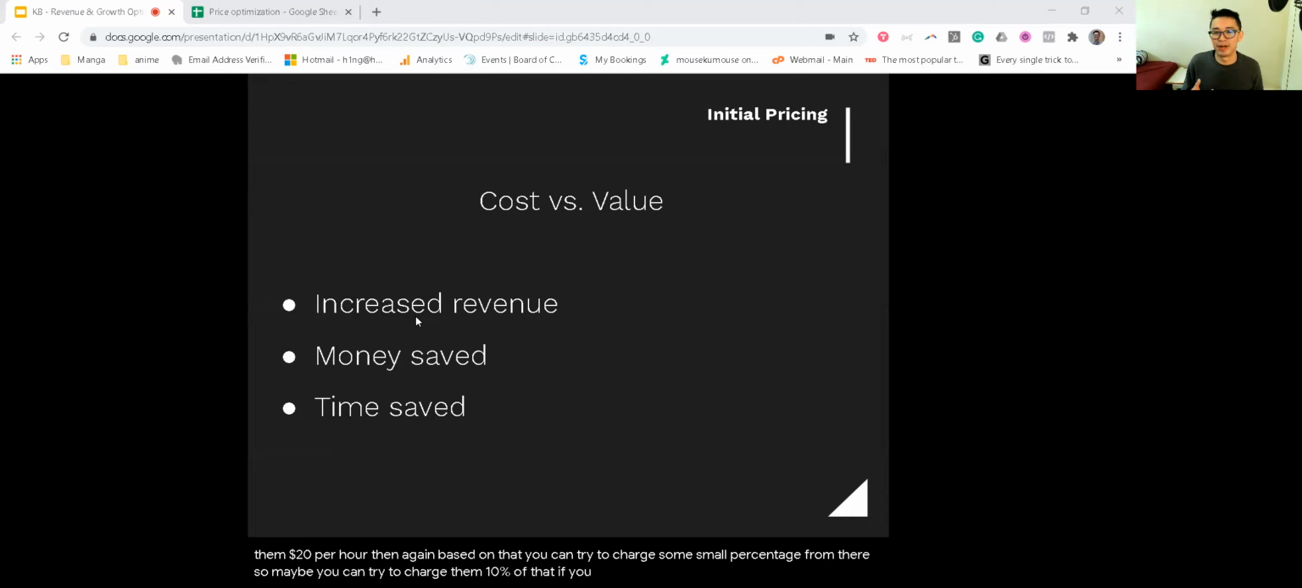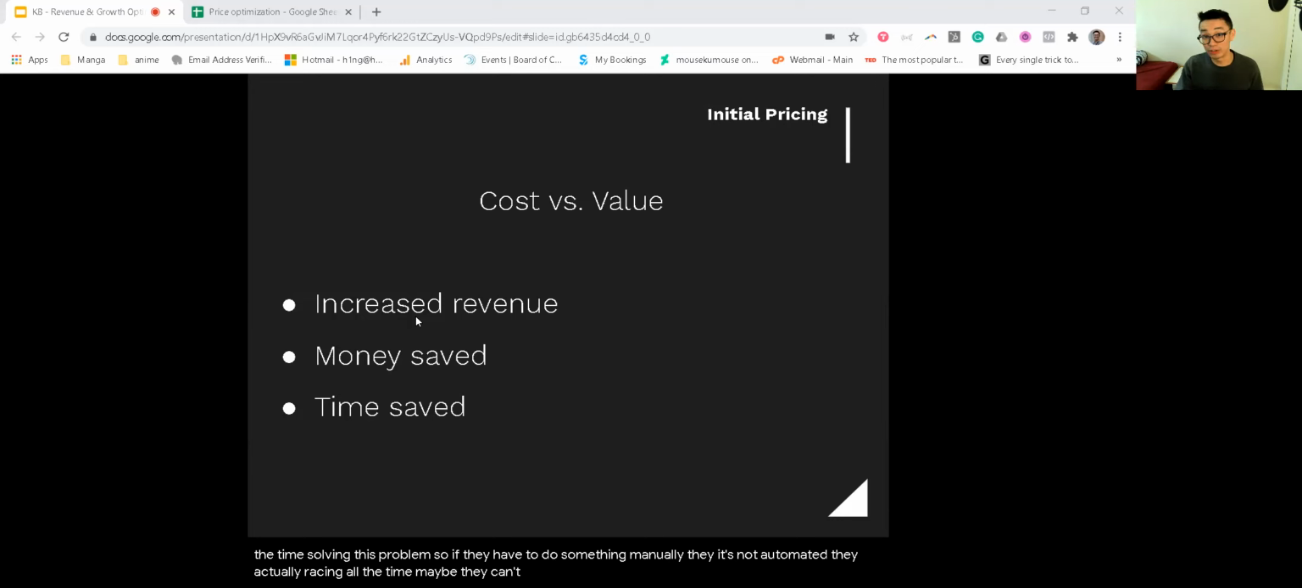If you can't quantify what your time is worth, another way of viewing it is very similar to increased revenue. Try to identify what missed opportunities they're losing out on because they have to spend the time solving this problem. So if they have to do something manually, it's not automated, they're actually wasting a lot of time.